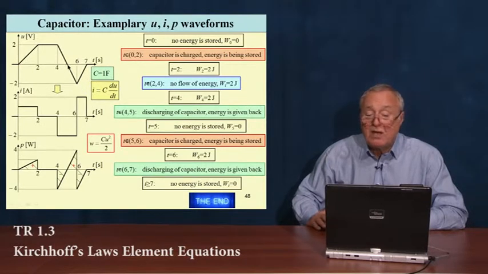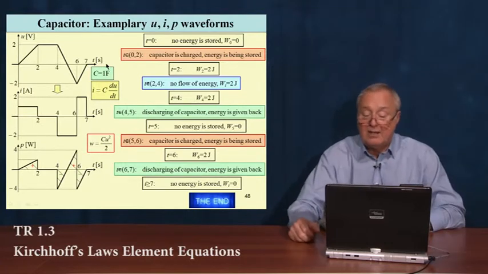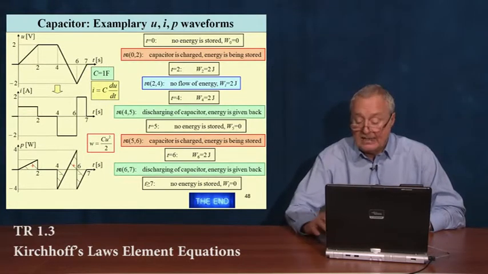The capacitor is charged again, we have reversed, voltage and current are now negative. The capacitor is charged again, energy is stored. At the time instant of 6, we have once again 2 watt-seconds, then we have discharge up till 7 seconds, and then no energy inside the capacitor.